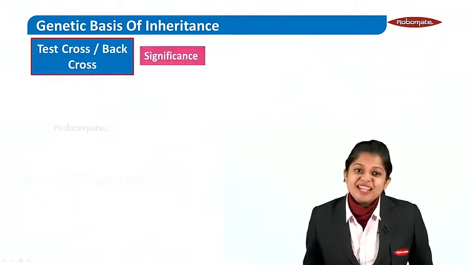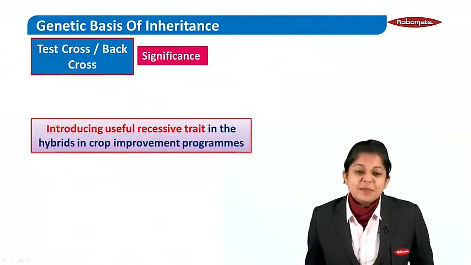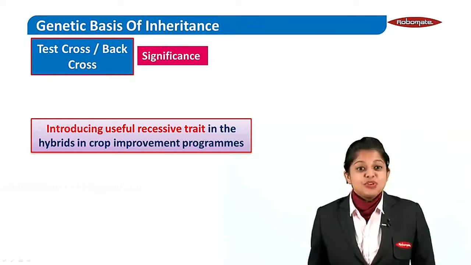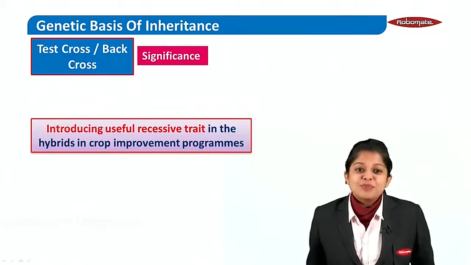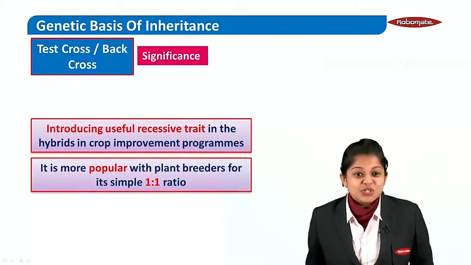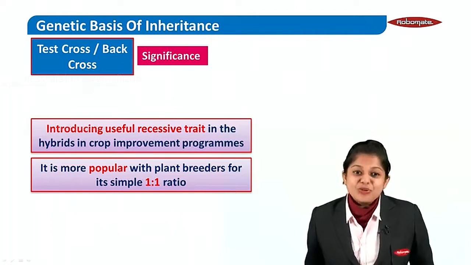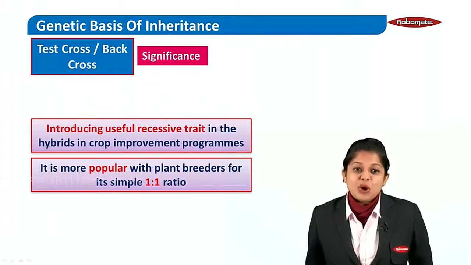Further, now let's see the significance of the test cross. Students, test cross can be extensively used to incorporate any recessive trait, rather useful recessive trait, in crop improvement programs. Also, as you know, the test cross ratio 1:1 is a very simple ratio and it is most common or most famous amongst the plant breeders. So hence, now you know the significance of test cross and why it has to be incorporated.